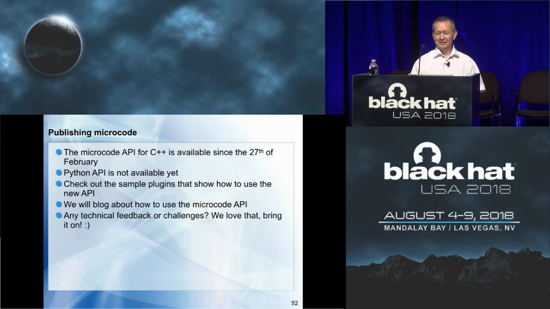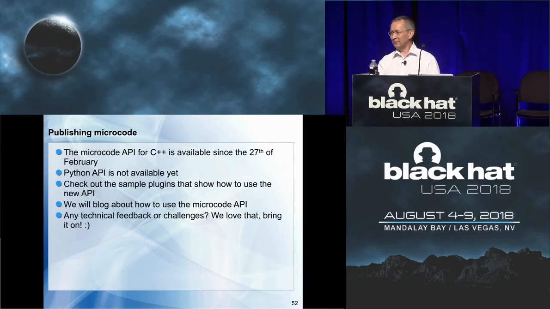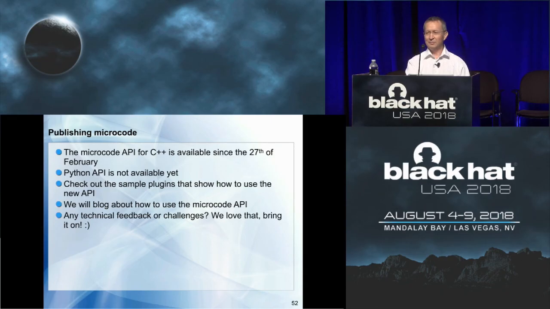Anyway, the microcode is available, the API is available. It's only C++ for the moment, but the Python API will come very soon. I think that if not this year, then next year you will have the Python API, and I hope that we will show you some interesting things that you can do with the microcode API. We will blog about it. Anyway, if you have any remarks or feedback about it, just send us a message.